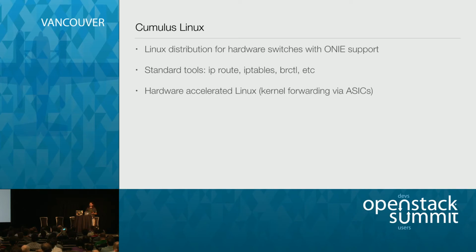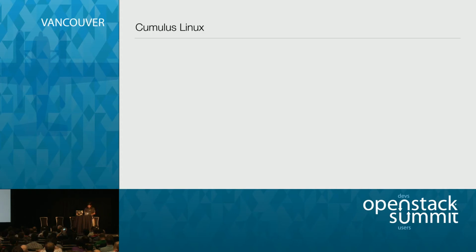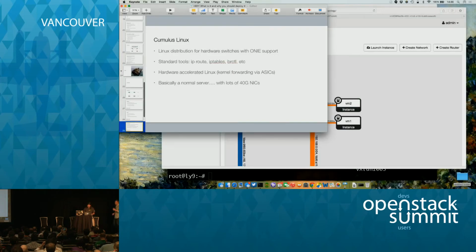Much like if you used to play video games in the 90s, you would play your 3D game and it was very slow, and then you got your Voodoo accelerator or whatever. Now suddenly it looks the same, but it's way, way faster. We're doing the same thing with the Linux software forwarding, but with the Trident 2 ASIC here. If you look at it, it looks like a server, just one that happens to have an awful lot of NICs.